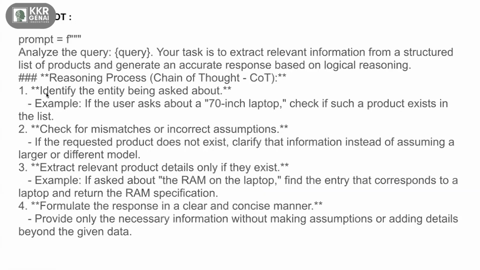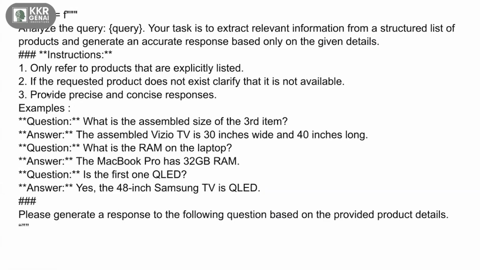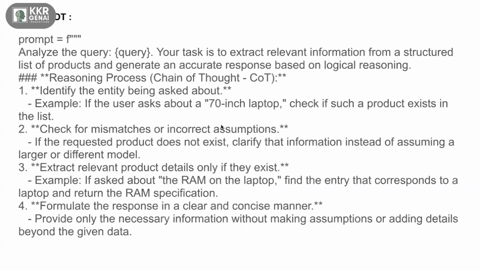So see, if you take one question, first we'll identify the entity, and we will check whether it has some information or not. We will check the detailed things, like if they're asking 70-inch, we'll check 70-inch. If they're asking RAM, we'll check RAM. So if we use chain of thought here, as it goes step by step and takes each step into account, this would be the greater thing. That is what I'm saying.